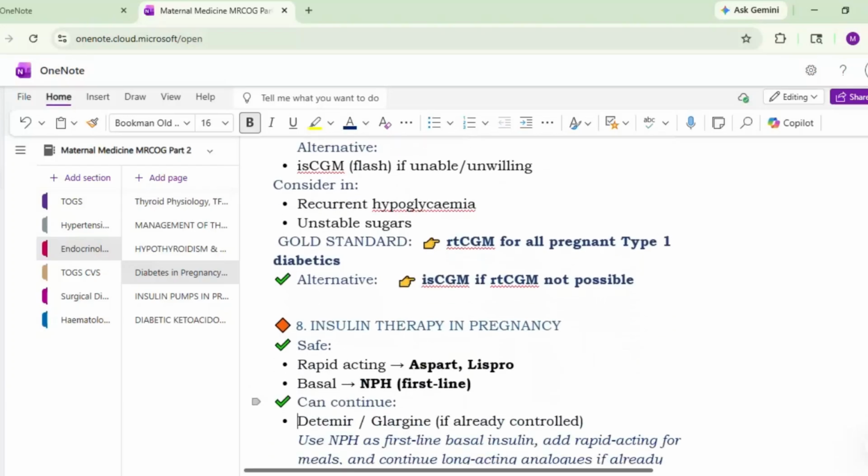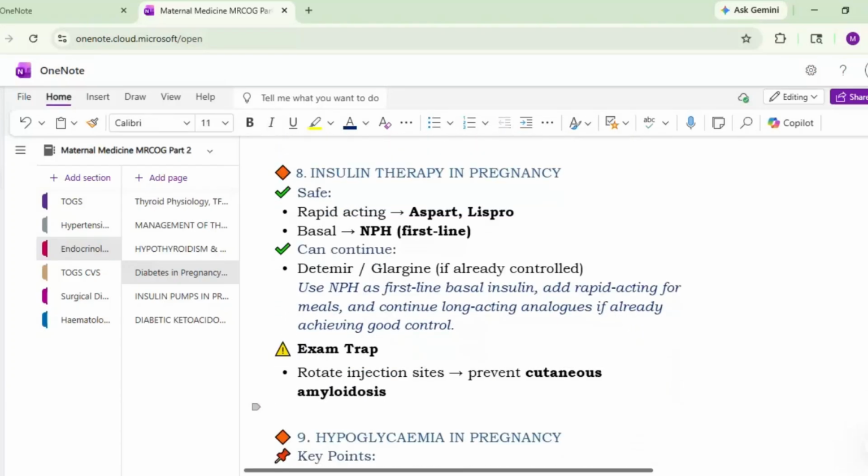Then coming to insulin therapy during pregnancy, safe options are rapid acting: aspart and lispro. Basal is NPH, which is the first line. If the patient is already on detemir or glargine, then it can be continued. Aspart and lispro are used if there is postprandial hyperglycemia, which can be controlled with rapid acting insulin. And detemir and glargine we will not start during pregnancy if she is not already taking them. But if she is already taking them and there is good glycemic control, we will continue during pregnancy.